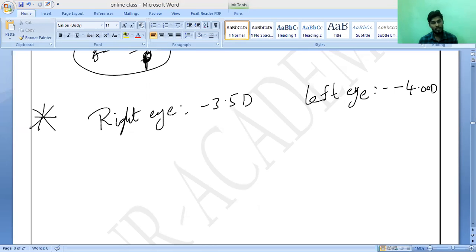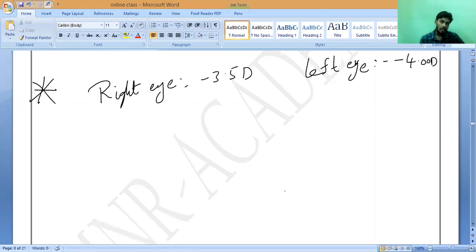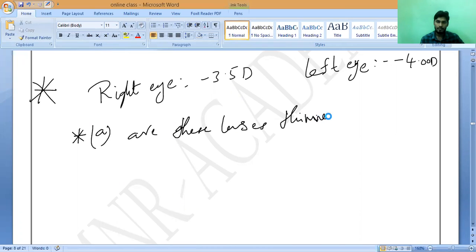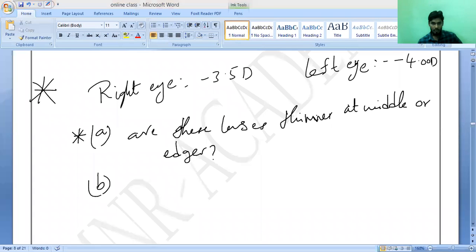Next, first question in the subdivision. Are these lenses thinner at the middle or at the edges? That is the first one. Are these lenses thinner at the middle or edges? Please tell me. Thinner at the middle, sir. B part, right. Thinner at the middle. Next, you write.